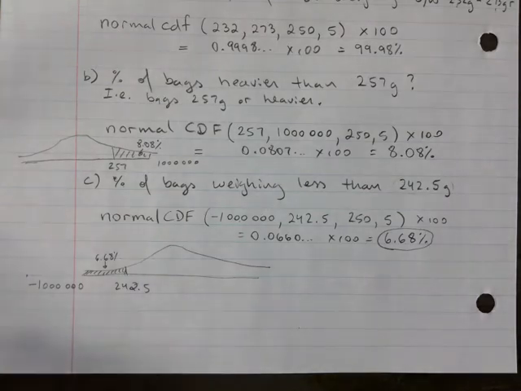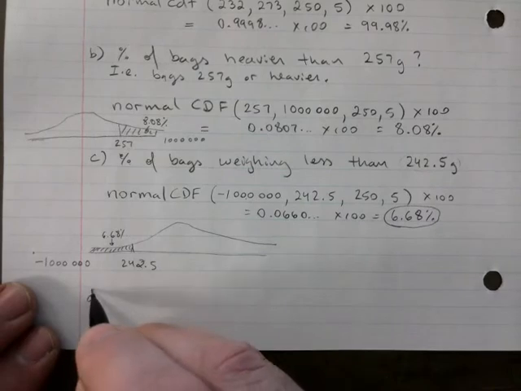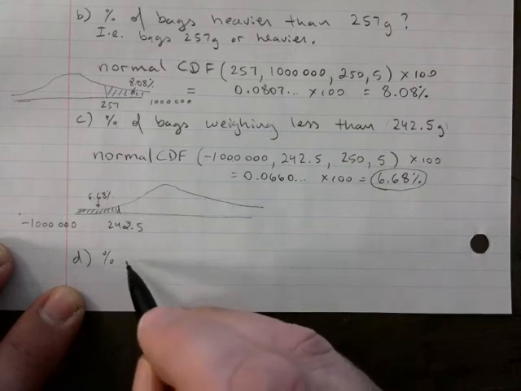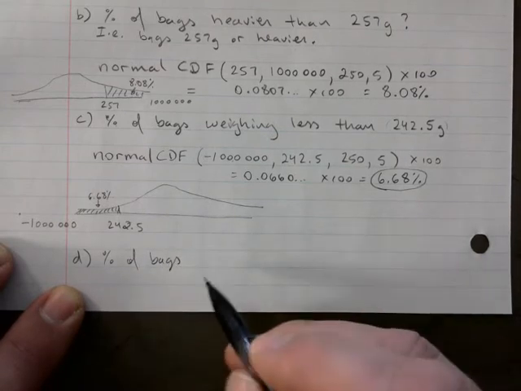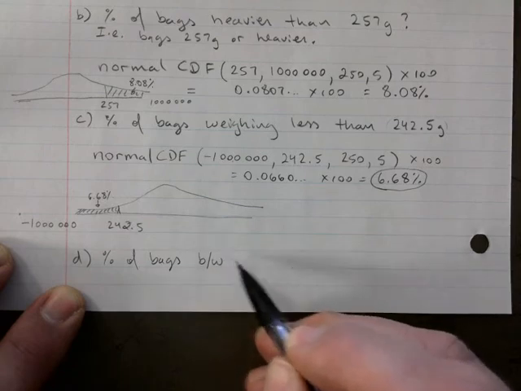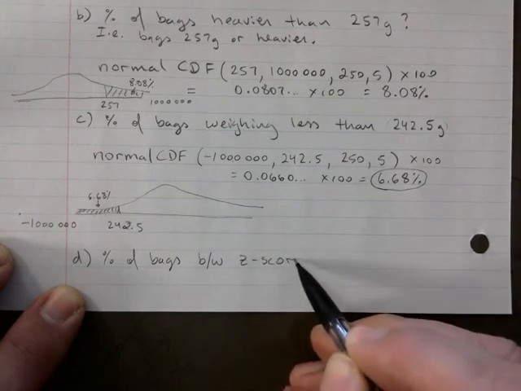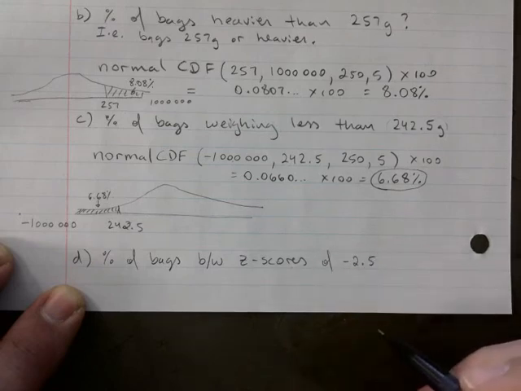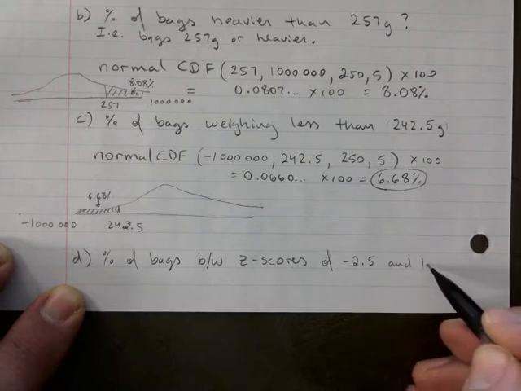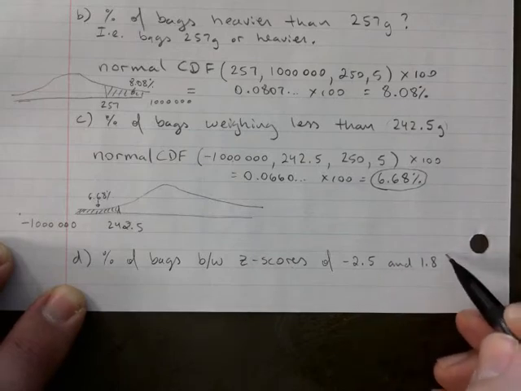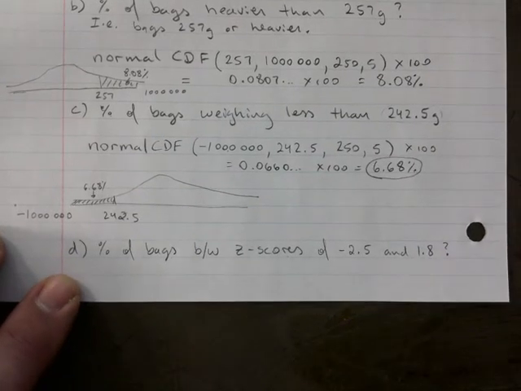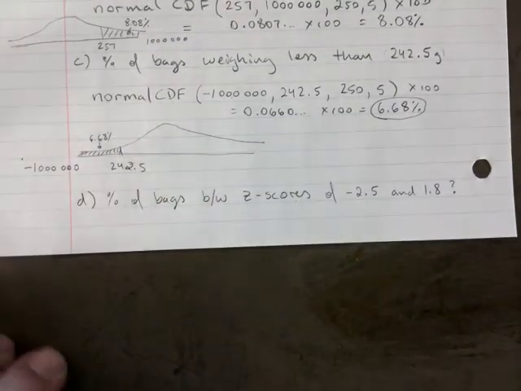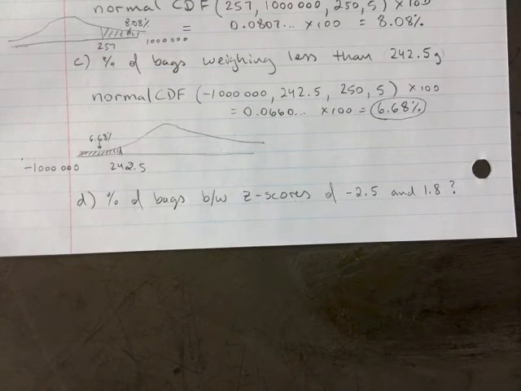Let's do a couple more here, or at least D. This is where Z scores come in. Percentage of bags between Z-scores of negative 2.5 and 1.8. Percentage of bags with a z-score.